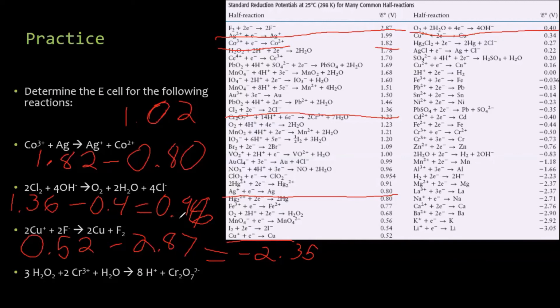H2O2 goes to H2O, and H2O2 and H2O goes to H plus. Actually, this one's a little bit harder. Let's find the chromium first. Chromium goes to dichromate.